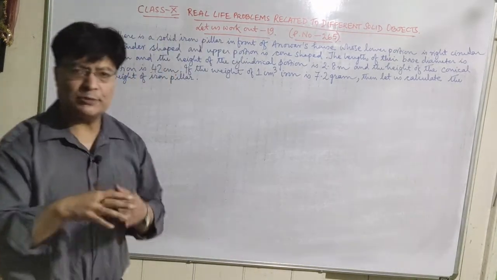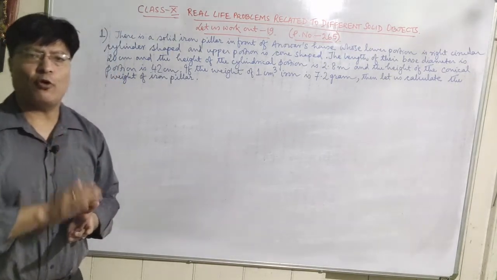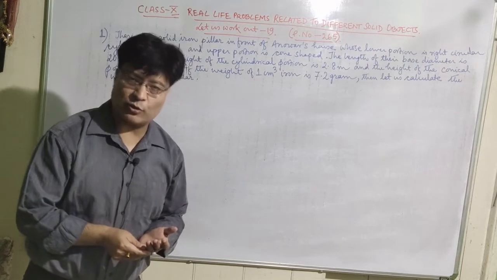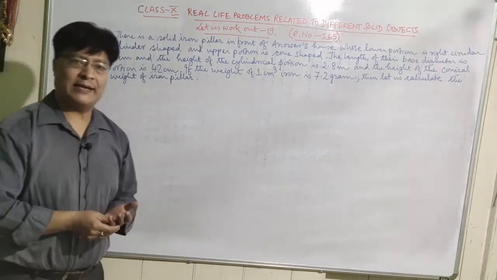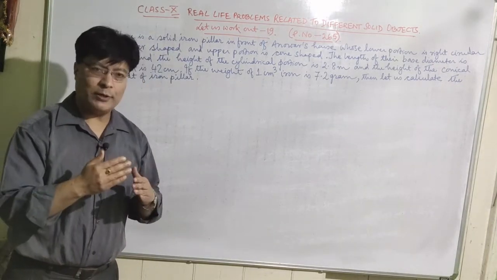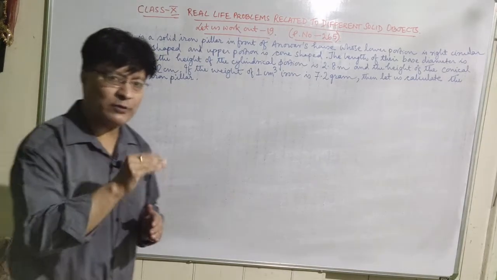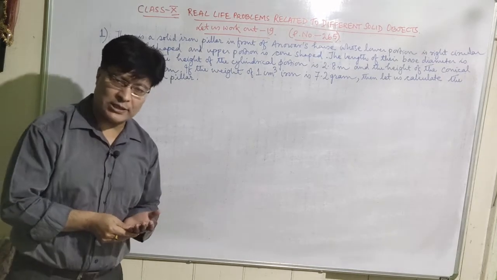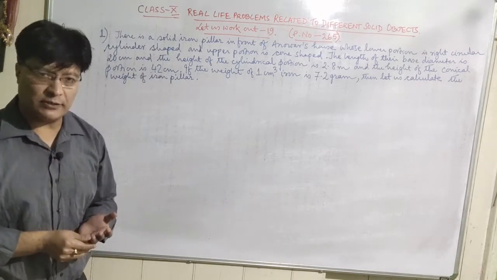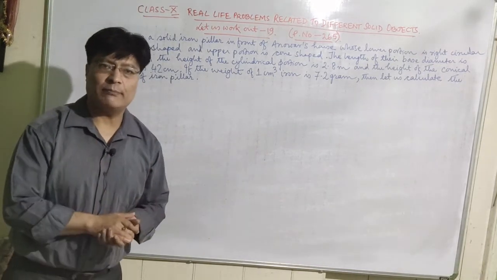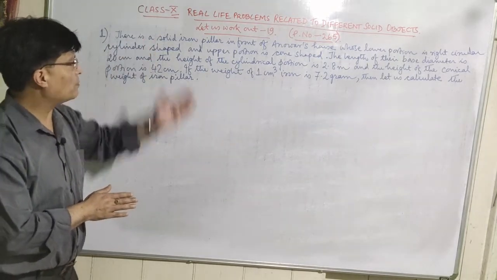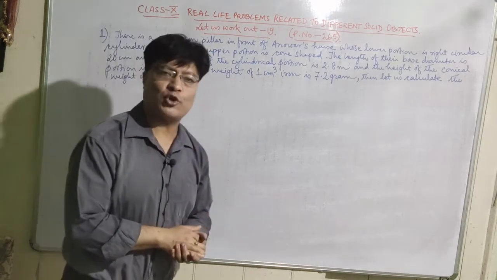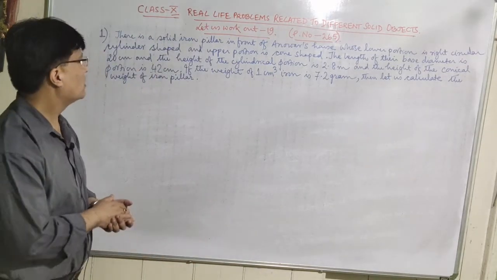So this chapter is based on the mixture of all those chapters like rectangular parallelepiped, right circular cone, sphere and right circular cylinder. So we will do problems on these four types of topics. So this topic is real life problems related to different solid objects.